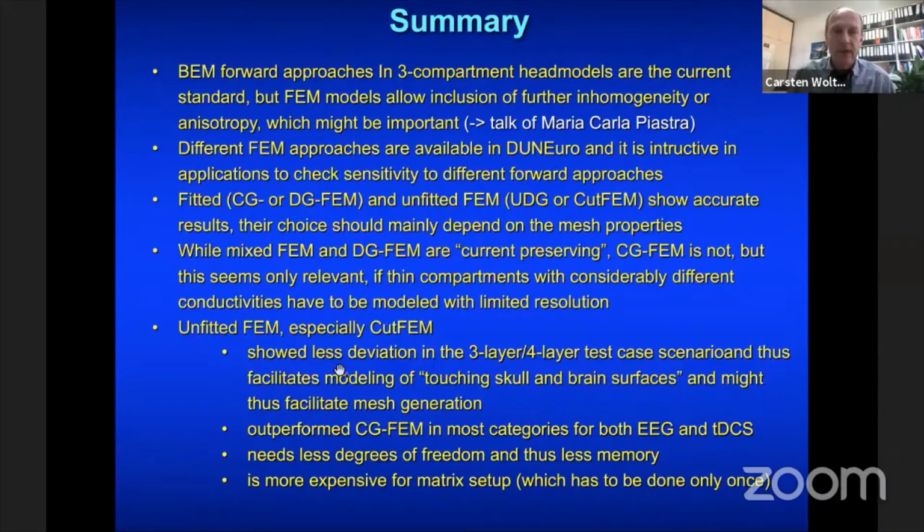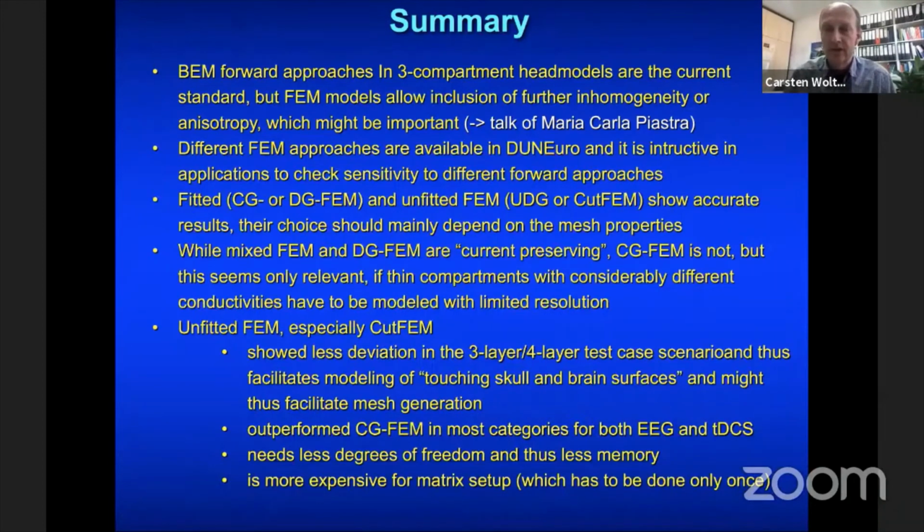So let's say, this CutFEM approach showed fewer deviations in the 3-layer, 4-layer test case, and that is a difficult test case because surface-based approaches like BEM and FEM have difficulties if spheres touch each other. So the meshing tools might already break and not produce any result. And if we have level set information, the CutFEM just takes that information. It will not break. It will produce a numerical result.